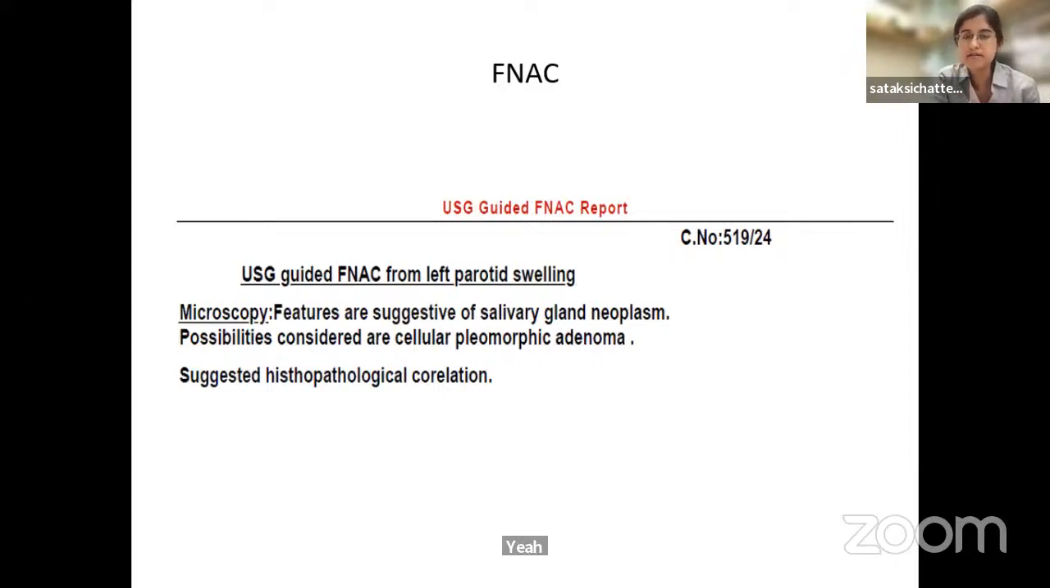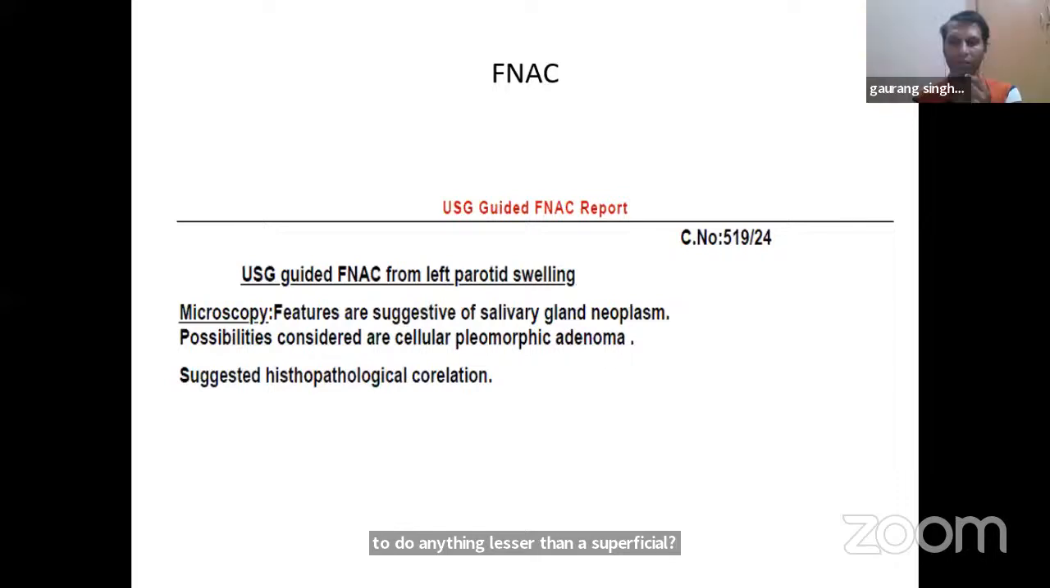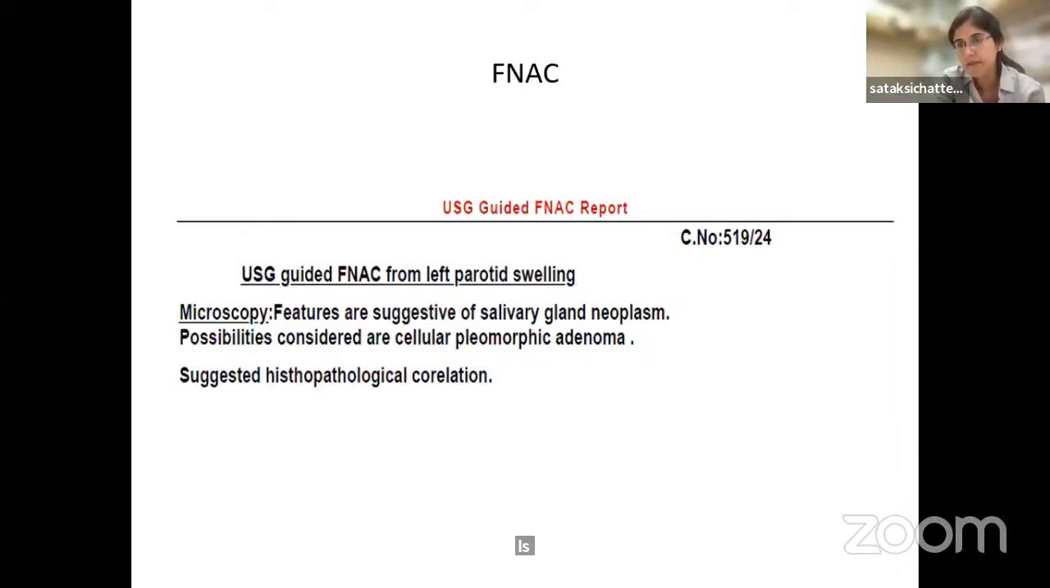Yes, ma'am. This is a cellular pleomorphic adenoma. Would you like to do anything lesser than a superficial? If so, why? If not, why? No, ma'am. I will plan for the superficial only for this case. Okay, let us see the reason. Would you like to establish it?